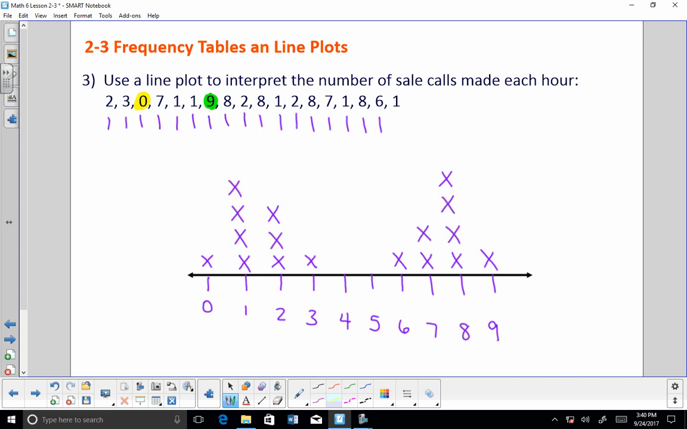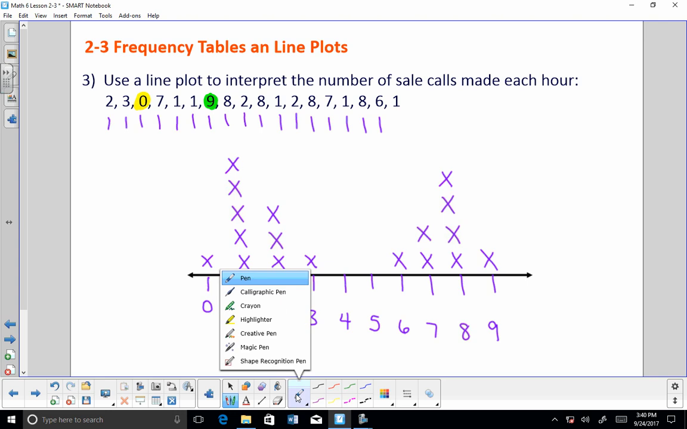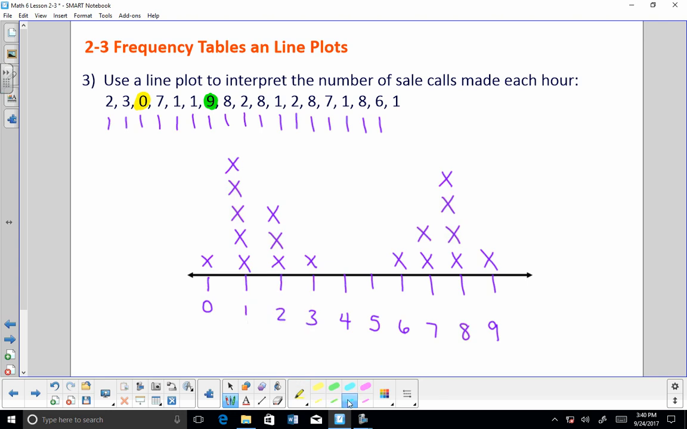So we can clearly see that no one made 4 sales calls or 5 sales calls, but we still need to have those numbers because we need to make sure that people recognize that there were no sales calls at these numbers right through here. When you look at your 4 and 5, there are no sales calls right here because there are no X's there. Nobody made any sales calls. Nobody made 4 sales calls and nobody made 5 sales calls.